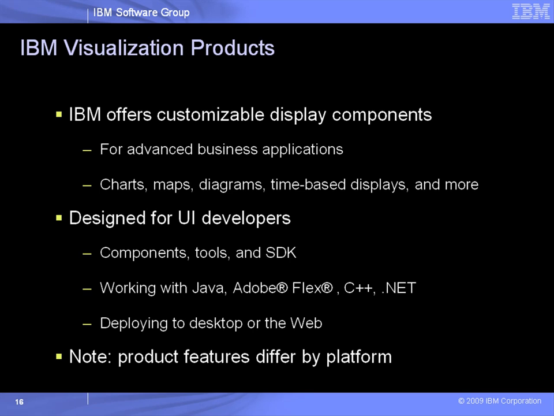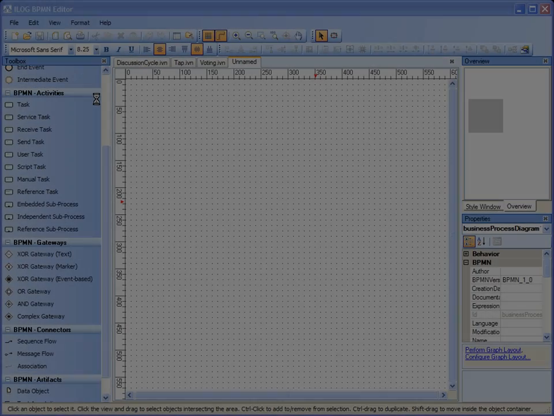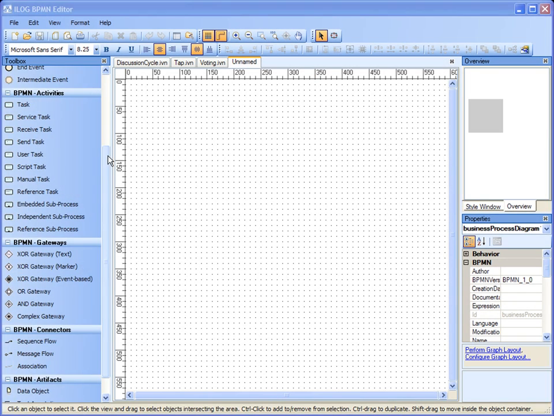It's important to note that the various IBM visualization products do not have an identical feature set from platform to platform. The Flex charting displays are not identical to the Java-based displays, and this is mostly due to the differences in the underlying platform technologies. Let's go ahead and look at some demos of some typical applications.